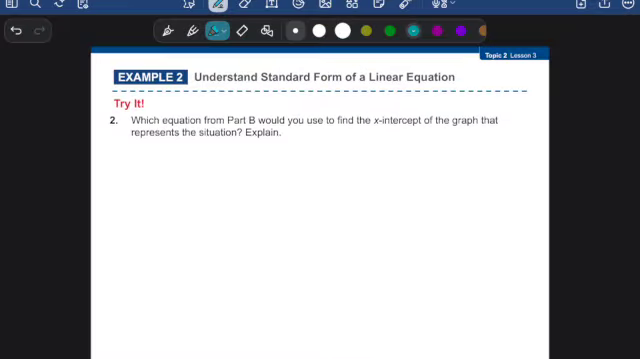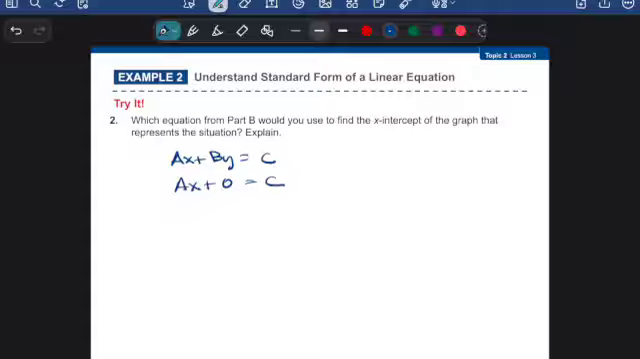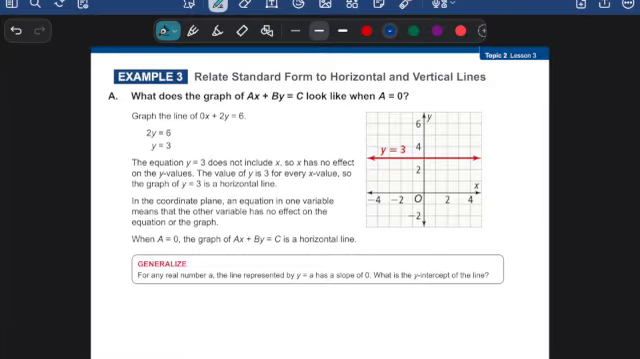Which equation from part B would you use to find the x-intercept of the graph? Well, remember, whenever we're using intercepts, we're going to be looking at standard form, ax plus by equals c. So if it's in standard form, then we can just find the x-intercept. That's when y equals 0, and we would plug in 0 for y and solve for the x-intercept. Example 3, graphing from standard form.